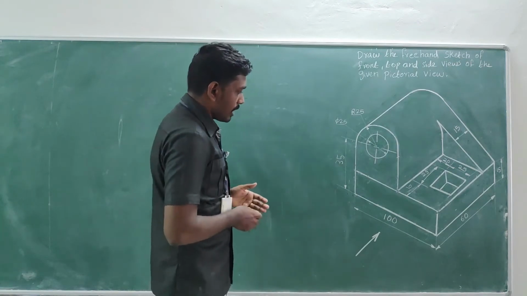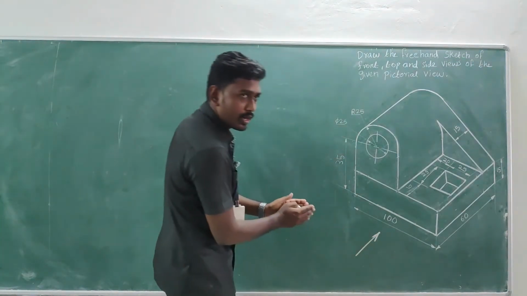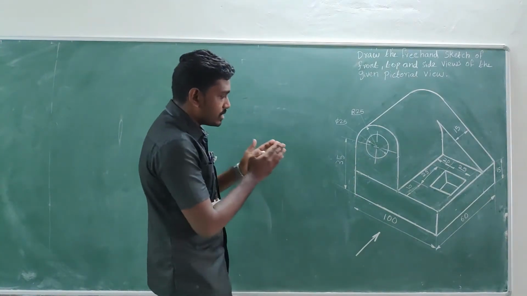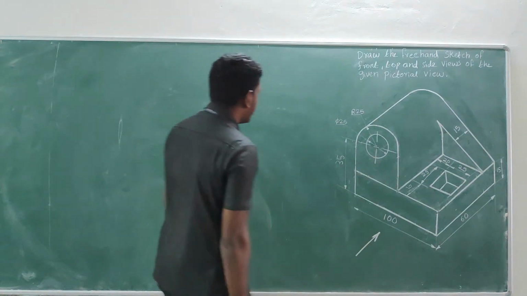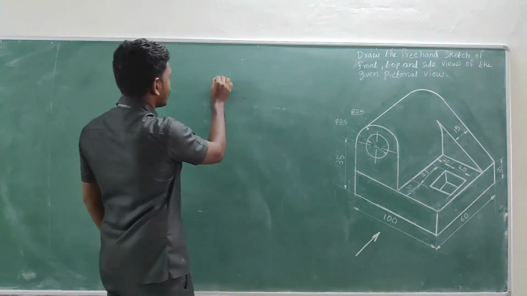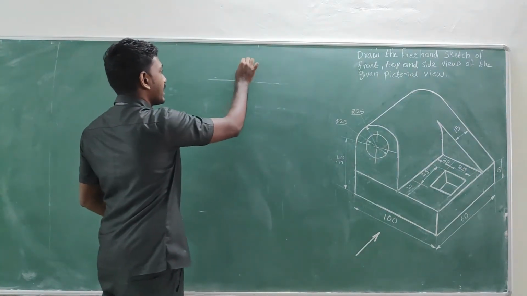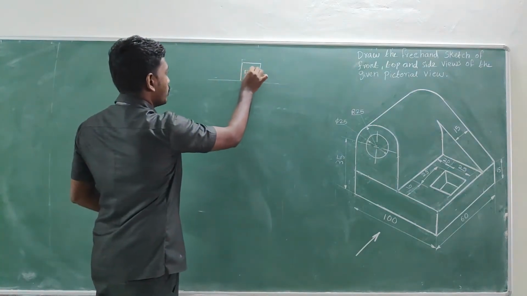Since the direction is given in this manner, I can say this is the front view for us. This is our front view. As far as the first angle projection is concerned, the front view is going to be captured above the reference line. Okay, this is a front view.